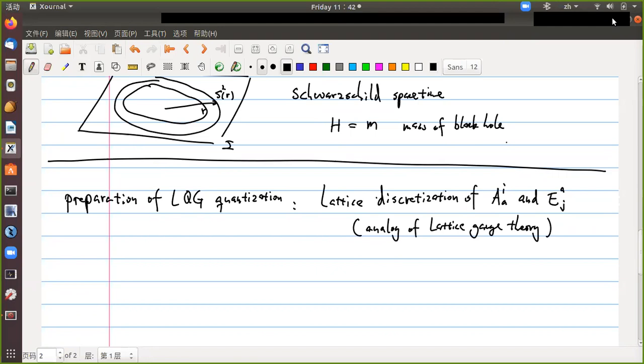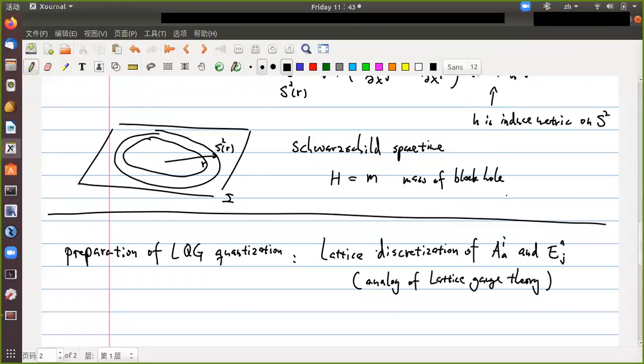And then you can actually perform the computation, mostly numerically on the computer. You can perform the computation non-perturbatively in the strongly coupled regime of non-abelian gauge theory. That's the strategy. That's the story about lattice gauge theory.